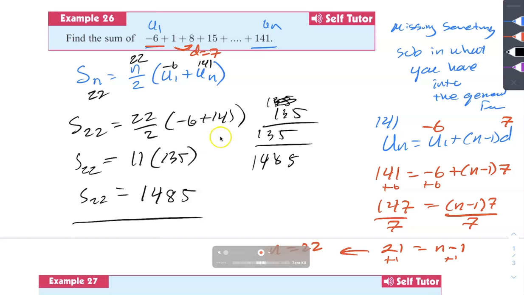So the key thing there, right? Anytime you're missing a certain term, you're missing an n, you're missing your u1, anything you're missing, always go back to the general formula and plug in what you have so you can find the thing that you're missing. Then you can do it.